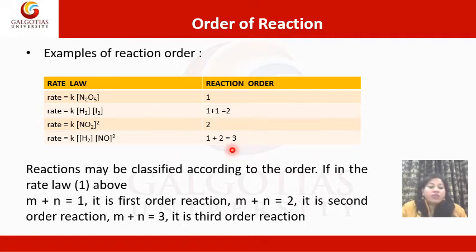So reactions may be classified according to the order. If in the rate law, m plus n is equal to 1, it is a first order reaction. If m plus n is equal to 2, it is a second order reaction, and if m plus n is equal to 3, it is a third order reaction.